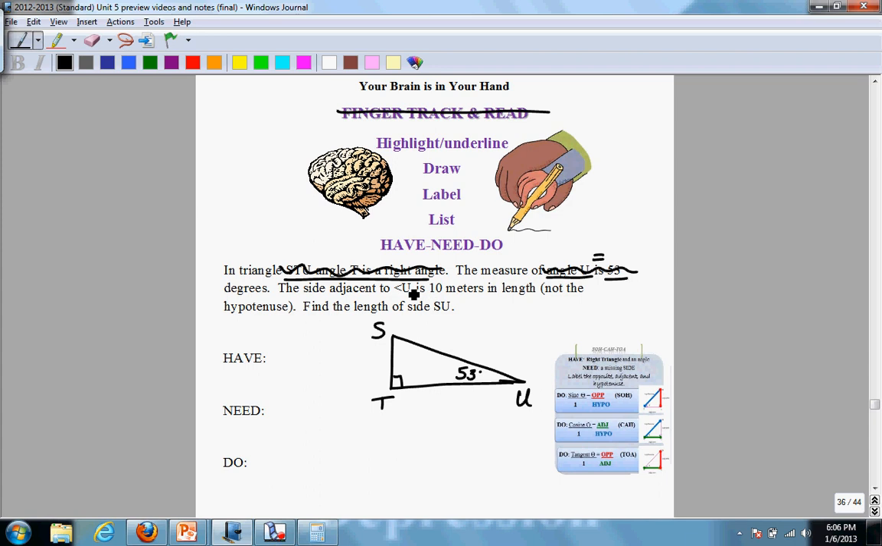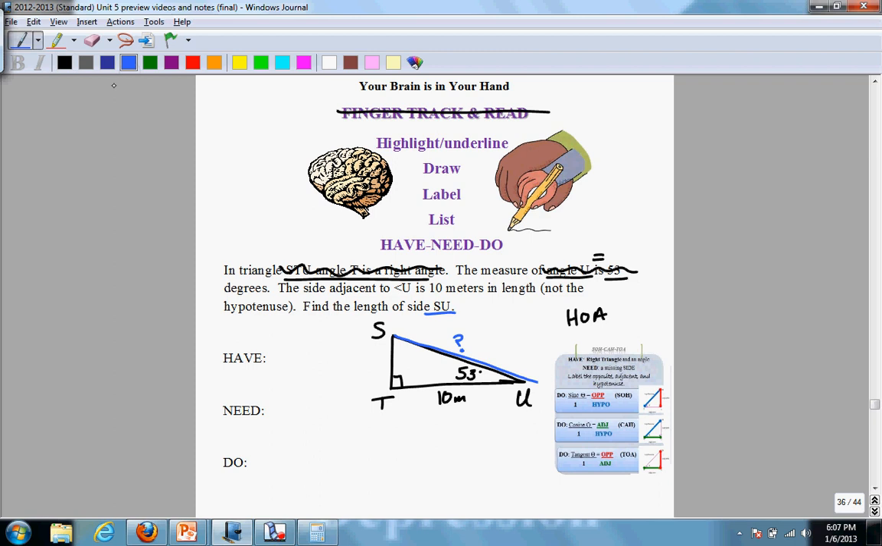The side adjacent to angle U, but not the hypo, is 10 meters. Adjacent, that's going to be here, 10 meters. Find the length of S to U. S to U is right there. That's our unknown. Now, we label HOA.